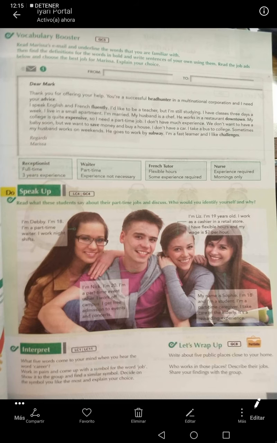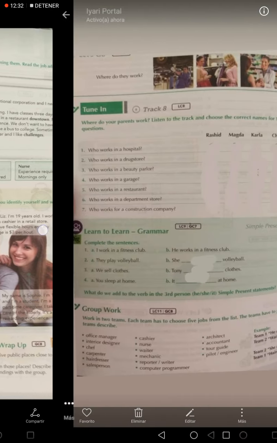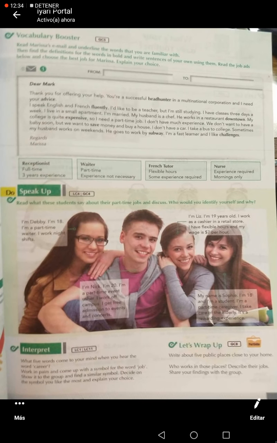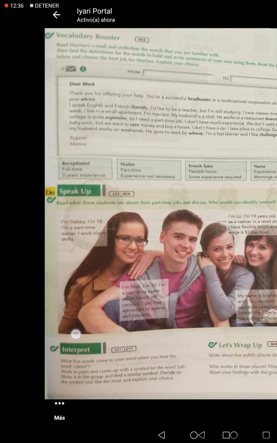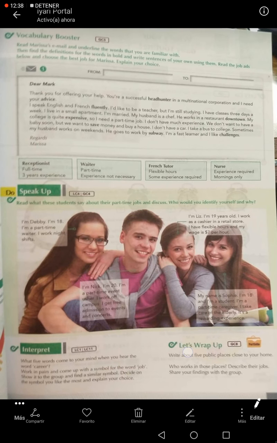And finally, we have speak up. Yeah, read what the students say about their part-time jobs and discuss who you would identify yourself with. So hay que leer estos y ver con cuál se identifican más. And that will be it. We're going to leave these exercises not for today. No vamos a hacer estos ejercicios, los vamos a dejar para después.